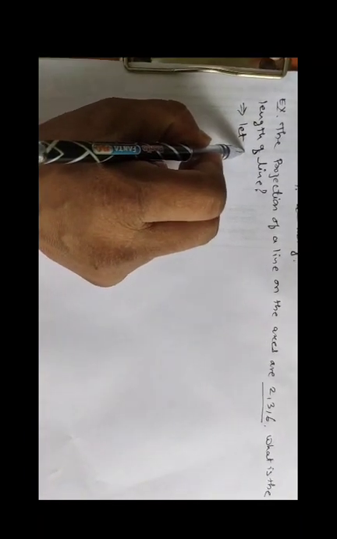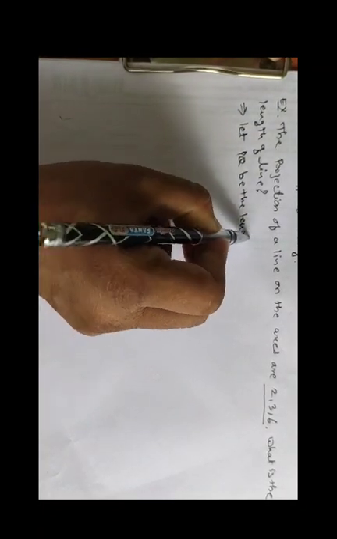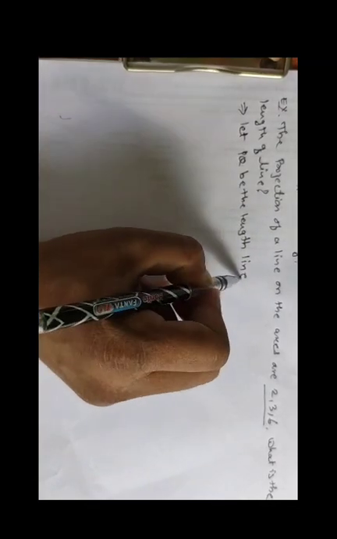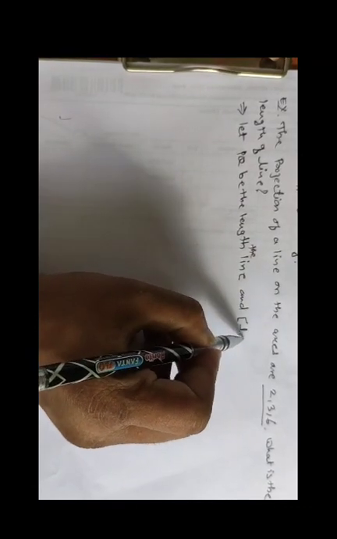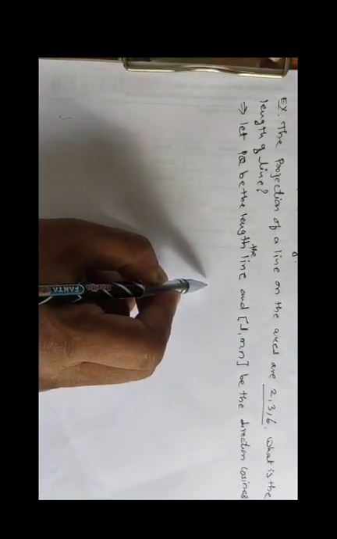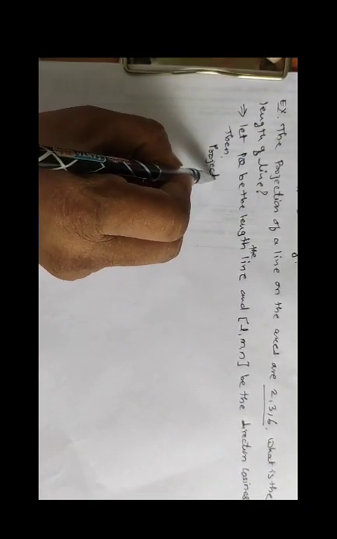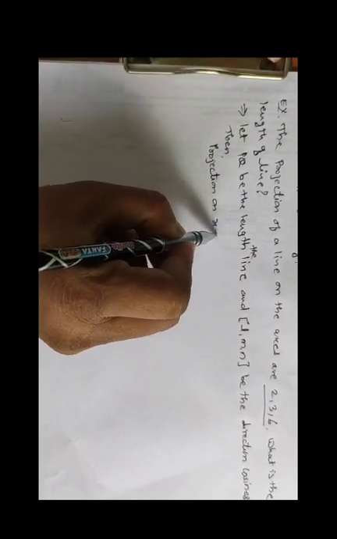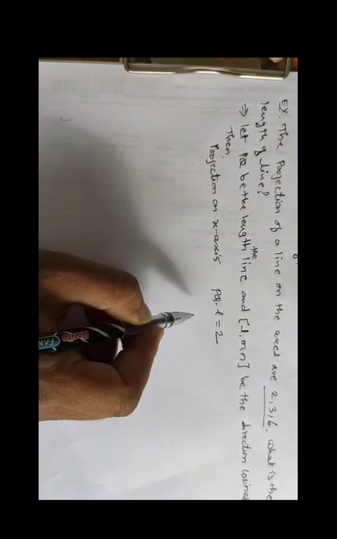Let PQ be the length of the line, and let L, M, N be the direction cosines. Then by using the formula, the projection on the x-axis is nothing but PQ into L, and that is given by 2.